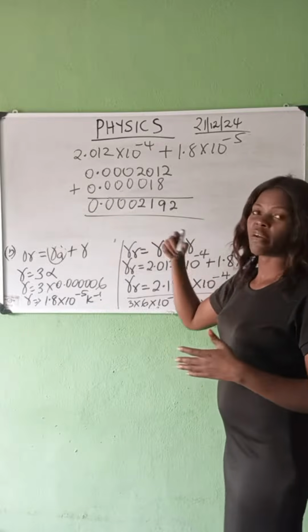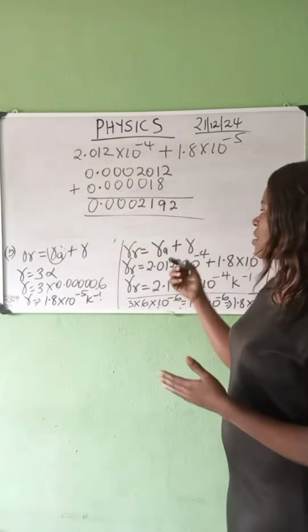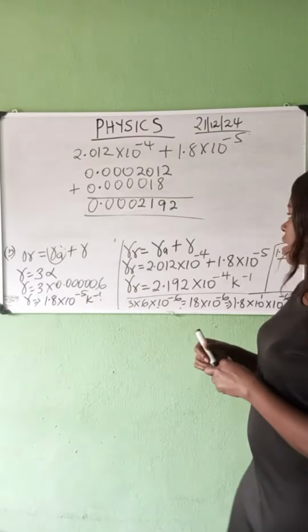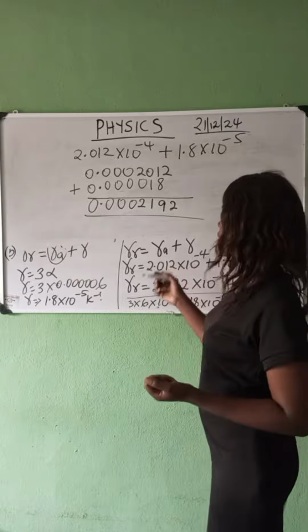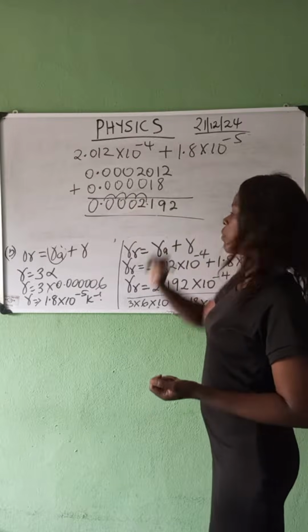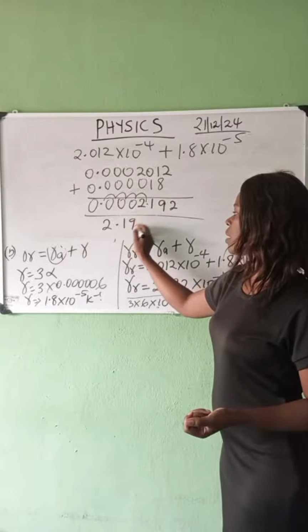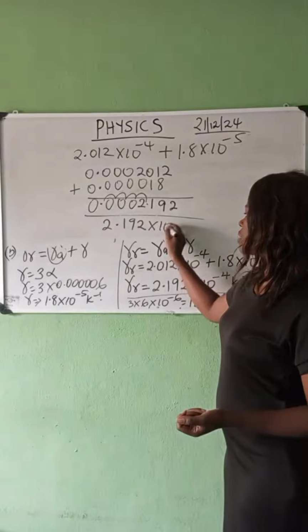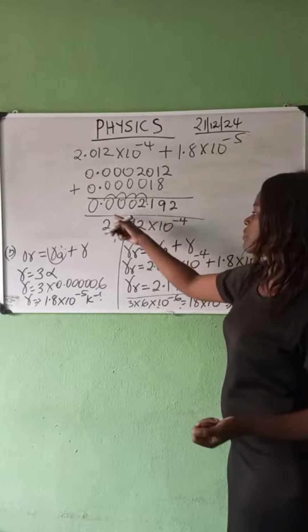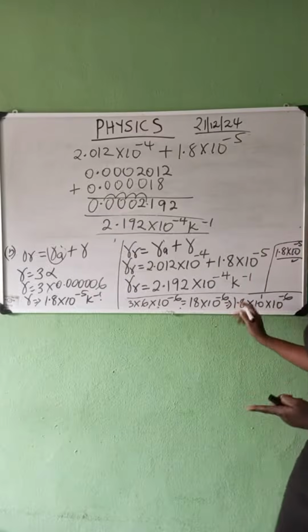So, changing it to standard form, I have 4 zeros before the number, so I'm going to raise the power to minus 4. That is just to change to the standard form. Okay? I'll go this way: 1, 2, 3, 4. So this is 2.192 times 10 raised to the power of minus 4. Then I'll put the units. That is how it was added.